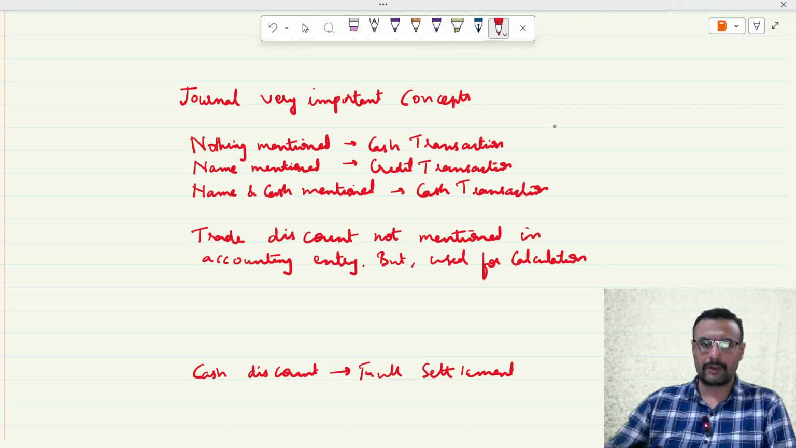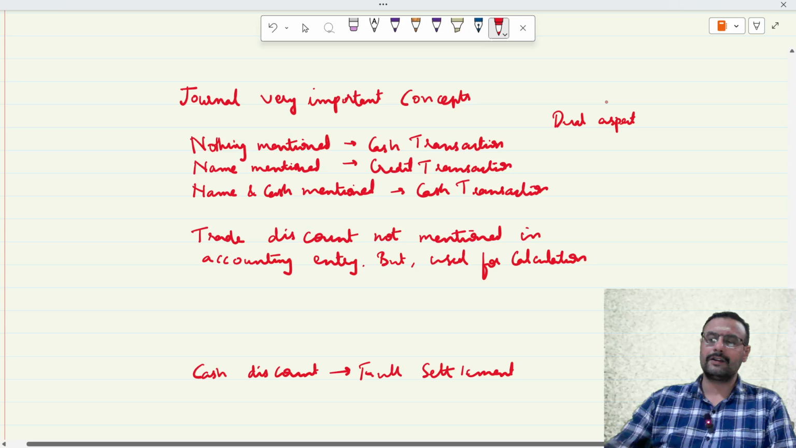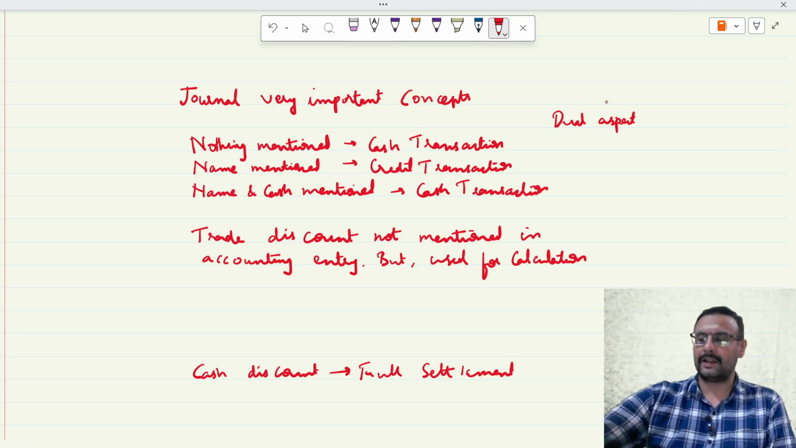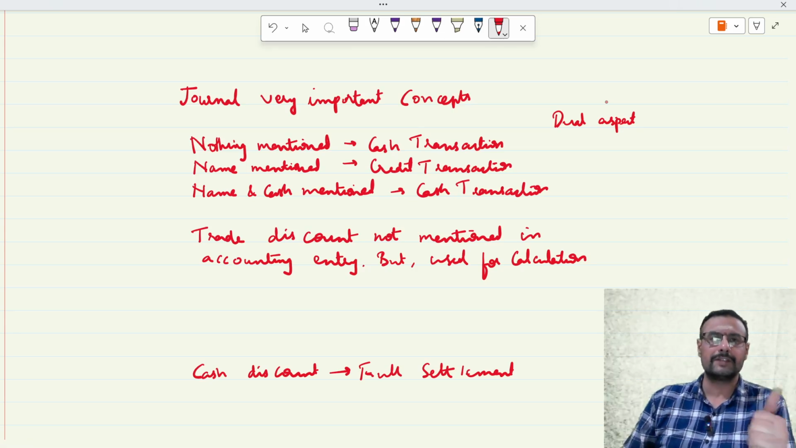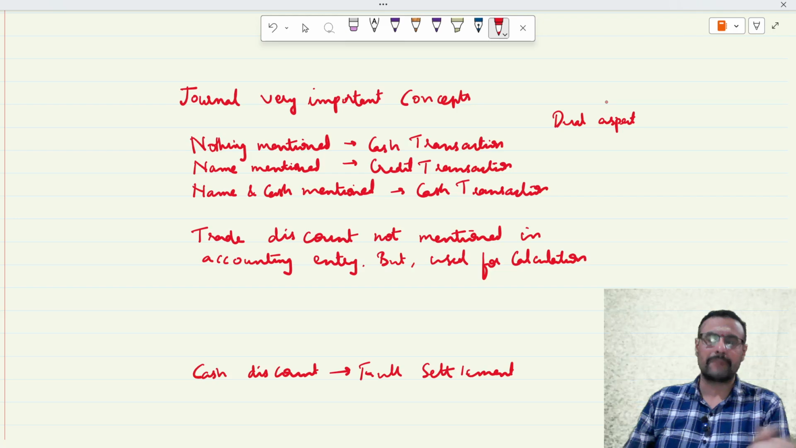If you are okay with the dual aspect principle, then you can easily handle any journal entry question. The only thing is you should remember the rules of accounting and the dual aspect. The debit side and credit side of each entry should match. The total of each debit and credit entry should be equal. If you are doing it like this, it will automatically help you in solving the problem in a correct manner.